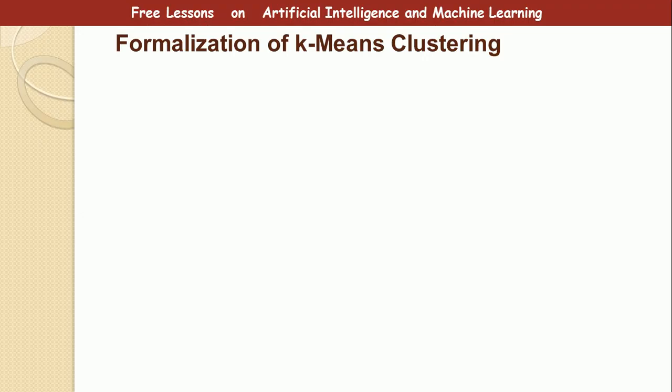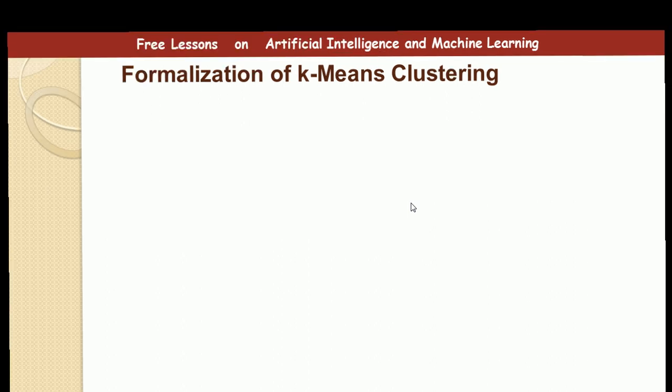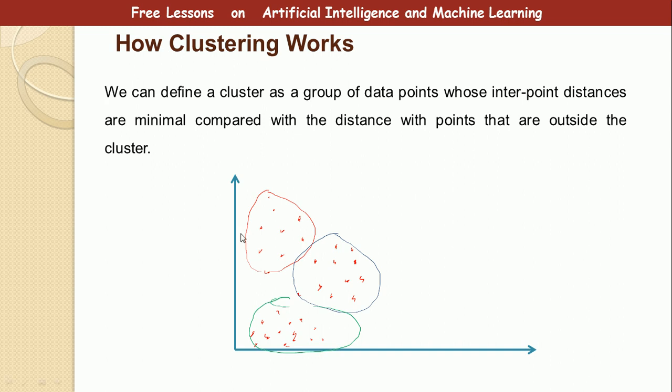Alright, let's now formalize the definition of k-means clustering. Now let's assume a set of d-dimensional vectors given by mu k, where k is equal to 1, 2 all the way to K, and mu k represents the centroid of the cluster k. Take centroid to mean the data point that is the mean of the data points in the cluster. Permit me to just go back to the previous slide. In this case, you have the center of this cluster to be mu, as I mentioned in the other slide, the center of this and the center of this.